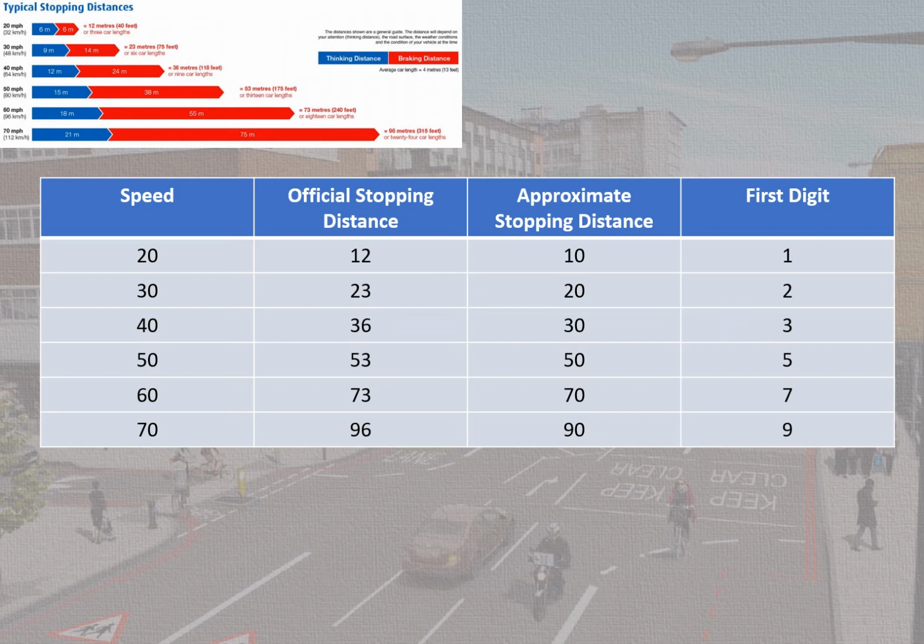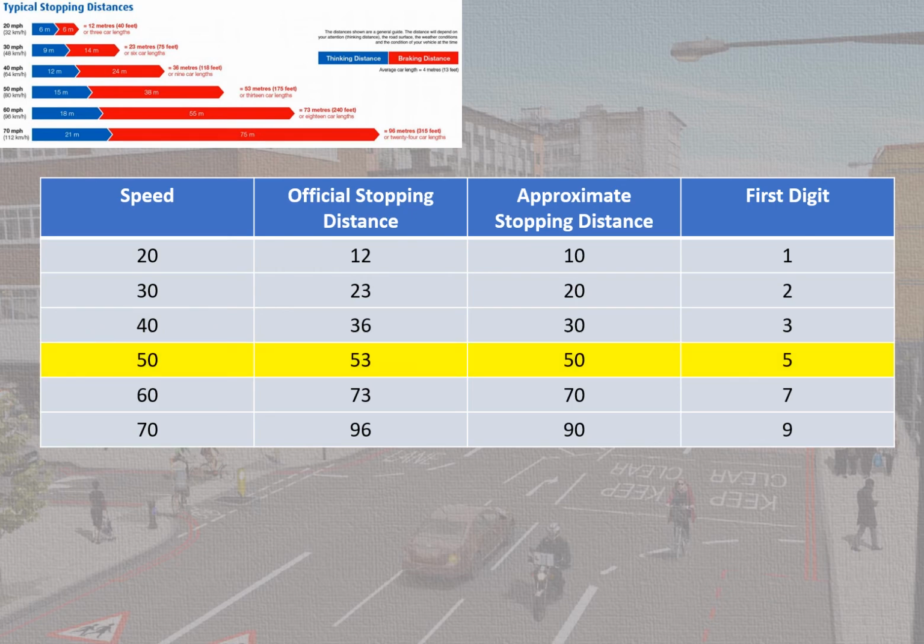In the third column, we've rounded those figures down to the nearest 10. So 12 metres becomes 10, 23 metres becomes 20, 36 becomes 30, etc. up to 96 metres becomes 90. In the final column, we've just taken the 0 off the end and we're just writing down the first digit of that answer: 1, 2, 3, 5, 7, 9.